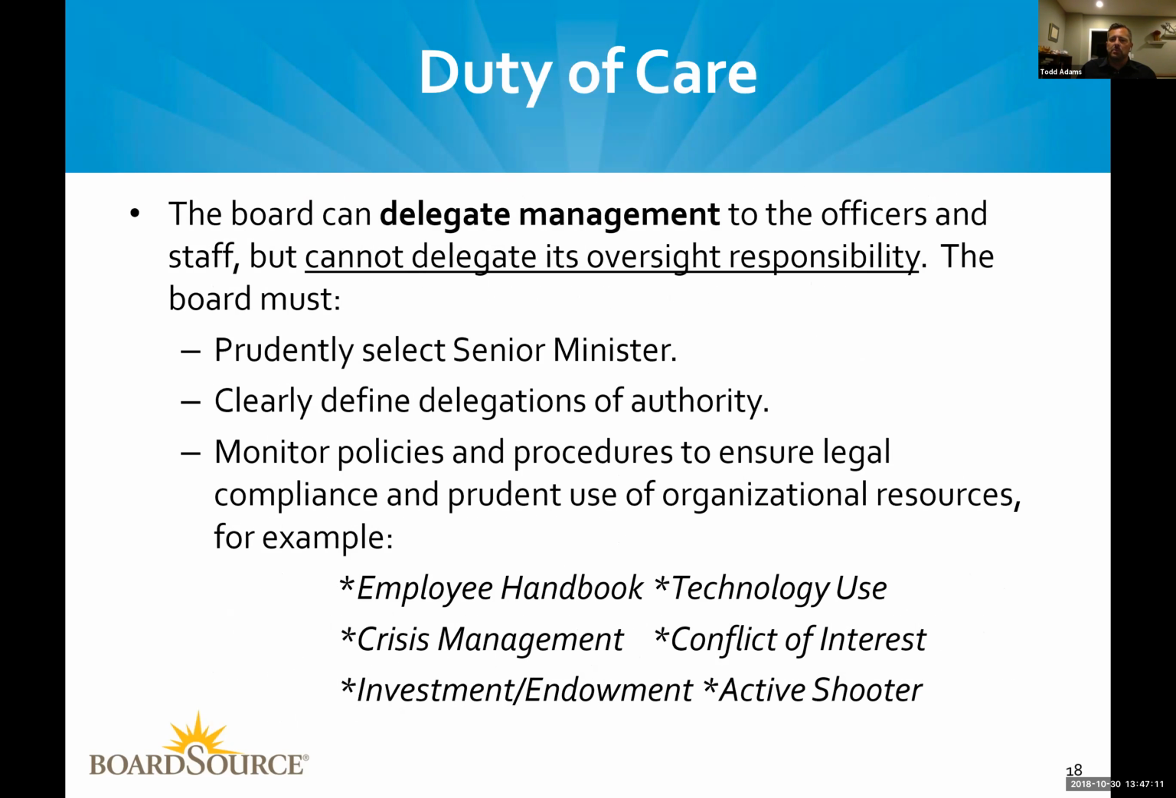The board can delegate management to the officers, to the staff, but it cannot delegate its oversight responsibility. So very clear here that regardless of what is in an employee handbook, a technology policy, a crisis management plan, whatever level of documents you might have, at the end of the day, the board is still responsible for oversight and for ensuring that the staff has carried out the things that they say they're going to carry out, and they cannot delegate that away.